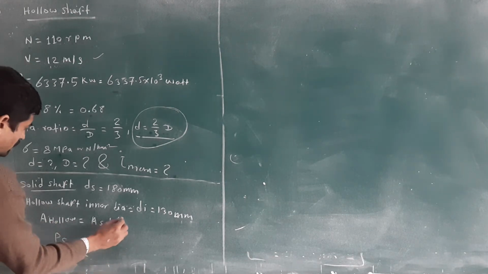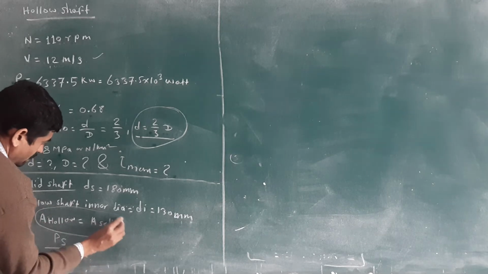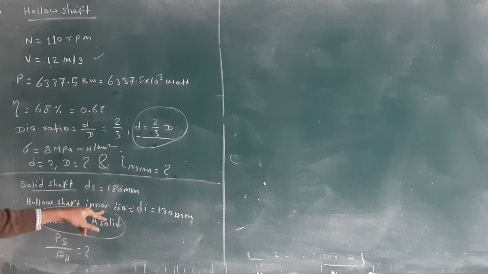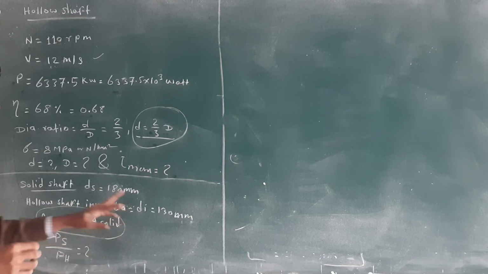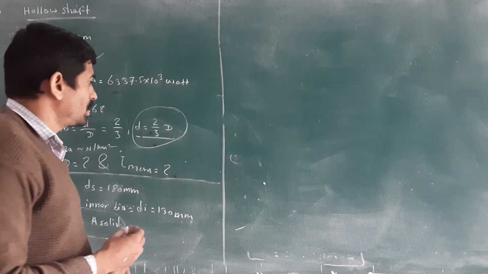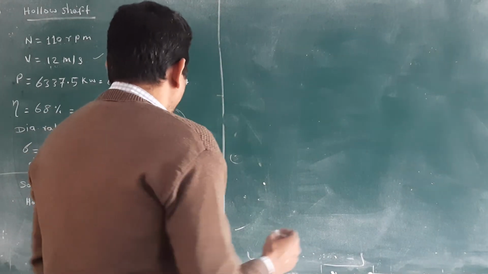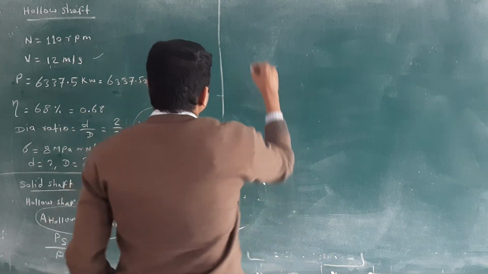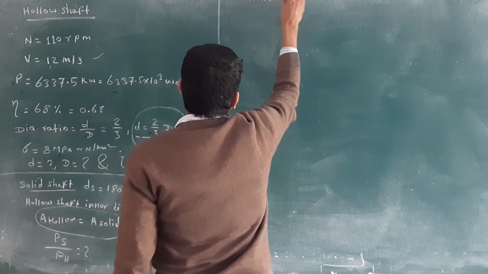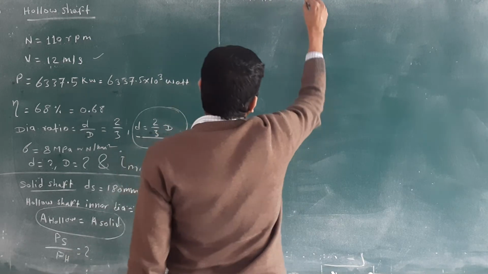Use this relation and find out the diameter. Which diameter? We want to calculate the hollow shaft outer diameter. The inner diameter is given, but we don't know the outer diameter. Then which value do we want to calculate? The DO value. I will use the same relation.